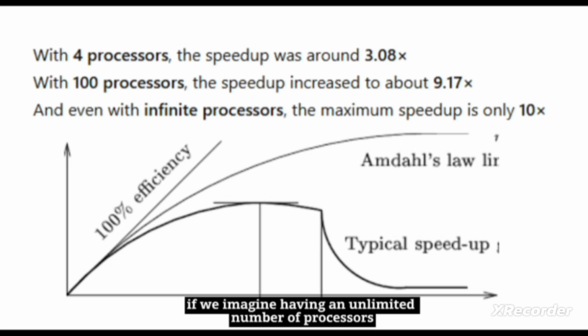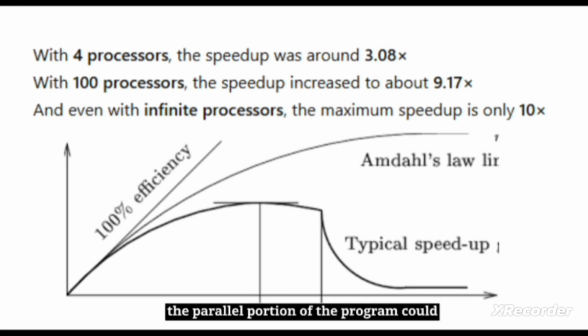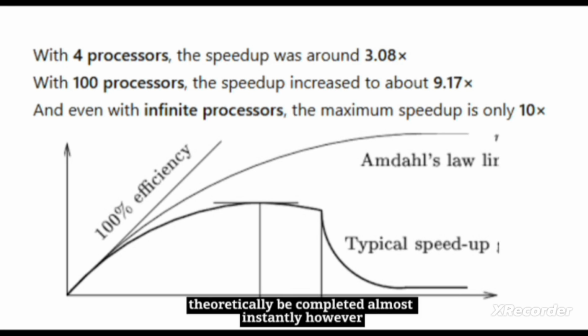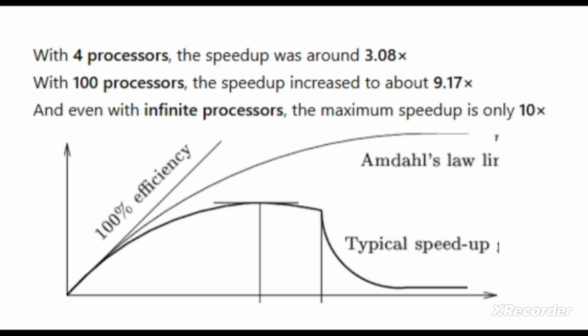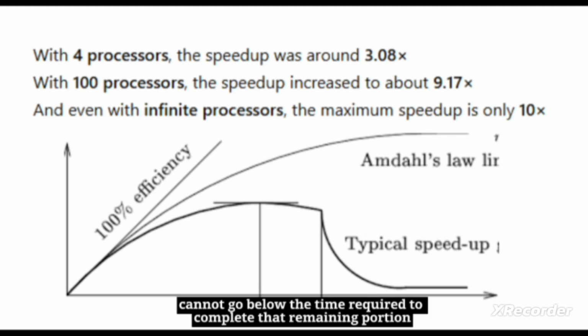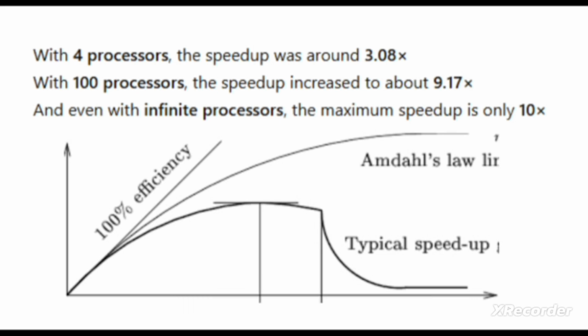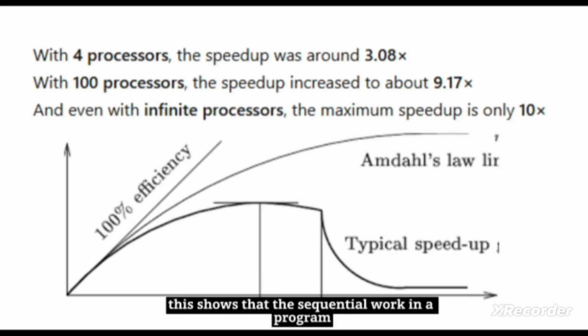If we imagine having an unlimited number of processors, the parallel portion of the program could theoretically be completed almost instantly. However, the sequential part would still remain unchanged because it must still be executed step by step. As a result, the total execution time cannot go below the time required to complete that remaining portion. This shows that the sequential work in the program ultimately sets the maximum possible performance improvement.